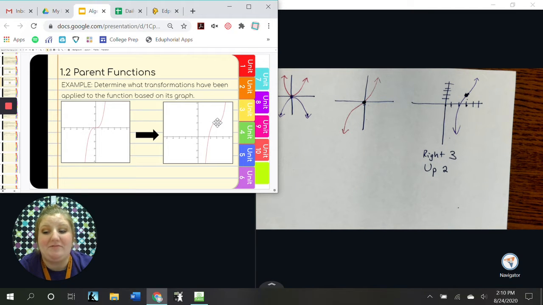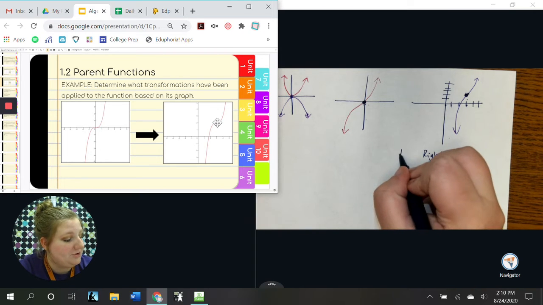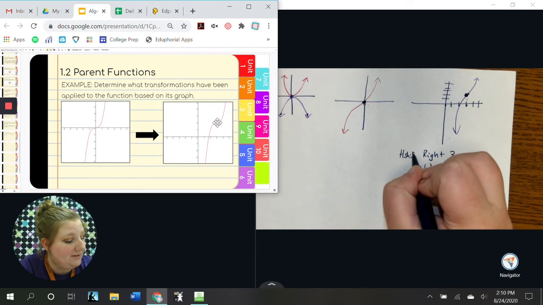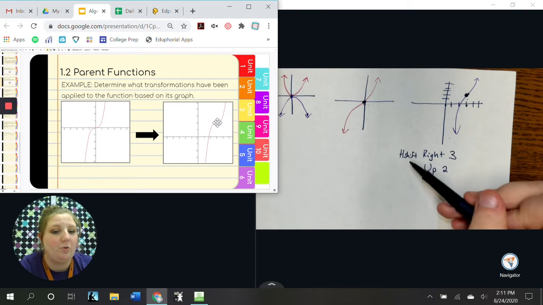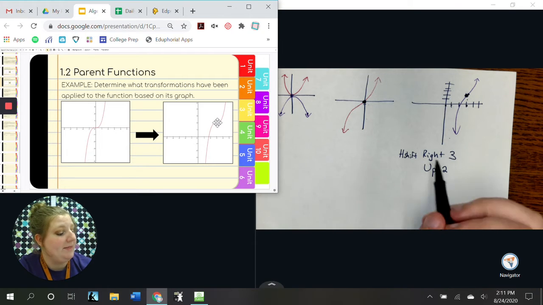So when we talk about the official name for that transformation, this would be a horizontal shift to the right. I'm just going to write H shift because I don't want to write horizontal, but it'd be a horizontal shift right by 3. And when we talk about horizontal shifts, we want to tell how much it's moving because it's moving a specific number of points to the left or to the right.